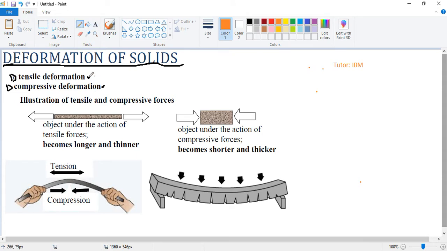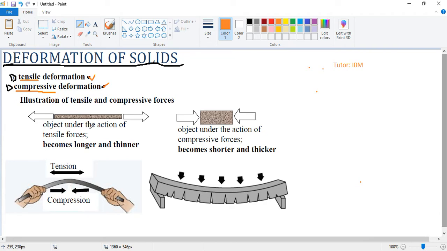Deformation can be tensile or it can be compressive. What do we mean by tensile and what do we mean by compressive? Tensile comes from tension, compressive comes from compression. So the deformation in one direction is called tensile deformation if and only if an object is stretched out by a pair of forces.